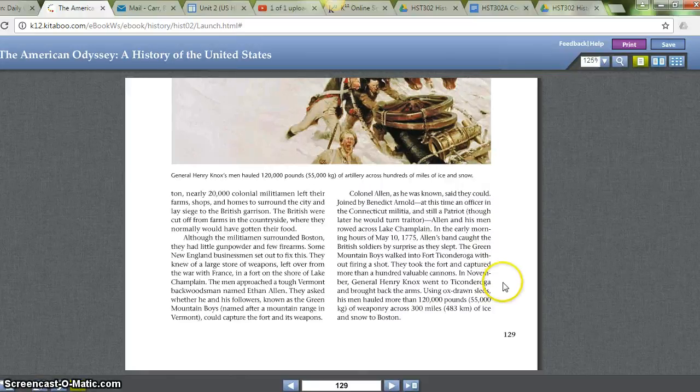In November, General Henry Knox went to Ticonderoga and brought back the arms. Using an ox-drawn sled, his men hauled more than 120,000 pounds of weaponry across 300 miles of ice and snow to Boston.